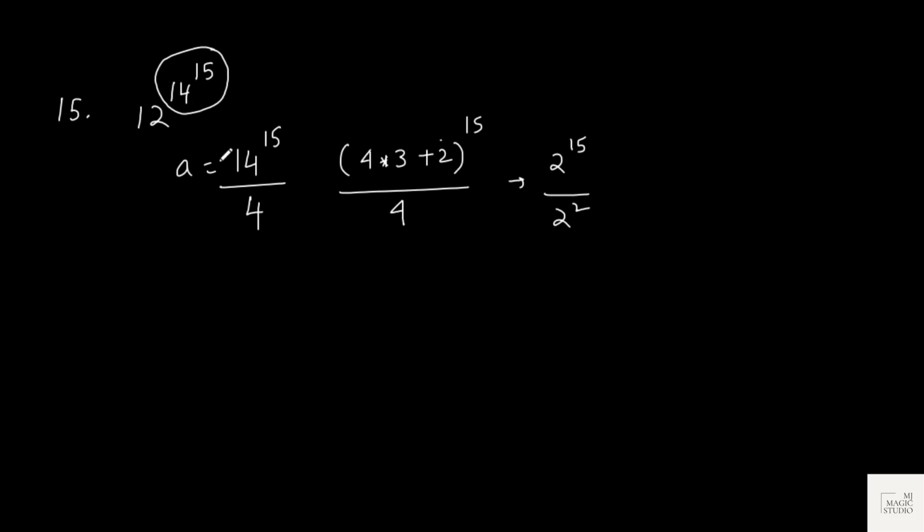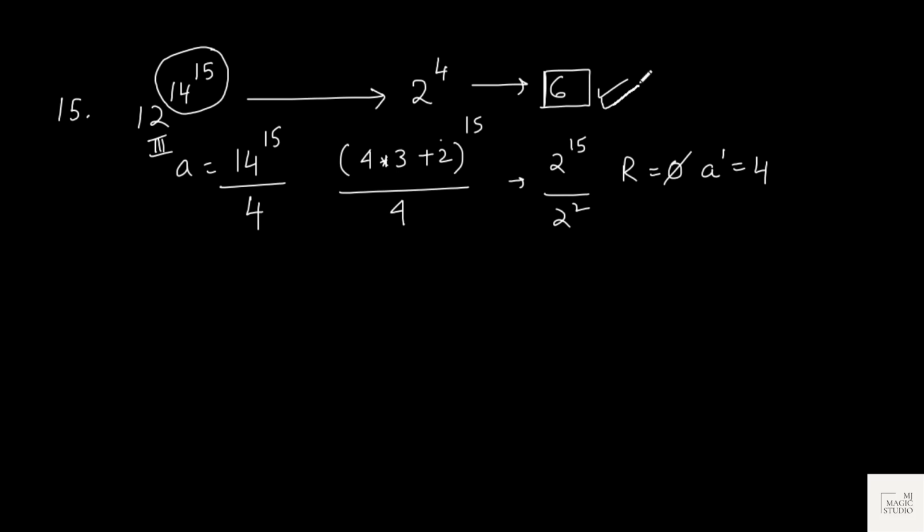That means the entire number 14 to the power 15 is divisible by 4. It will leave remainder 0. Remainder 0 means the new value of A is 4. Now 2 is in type 3. We are looking for the last digit of 2 to the power 4, that is 16. So the last digit is 6 for the entire expression. I hope this is making sense now.